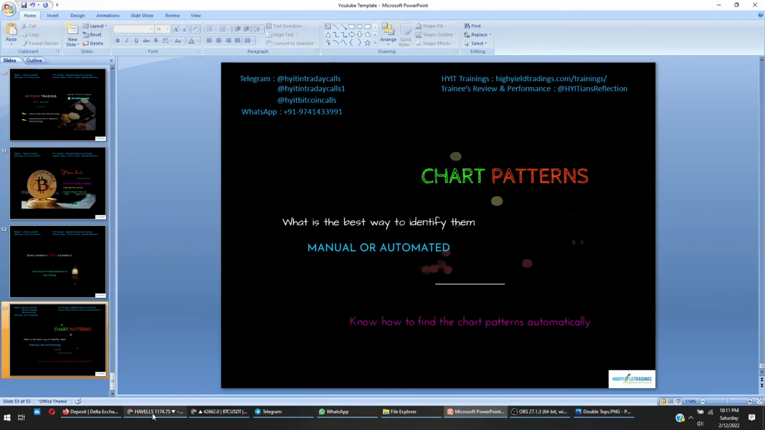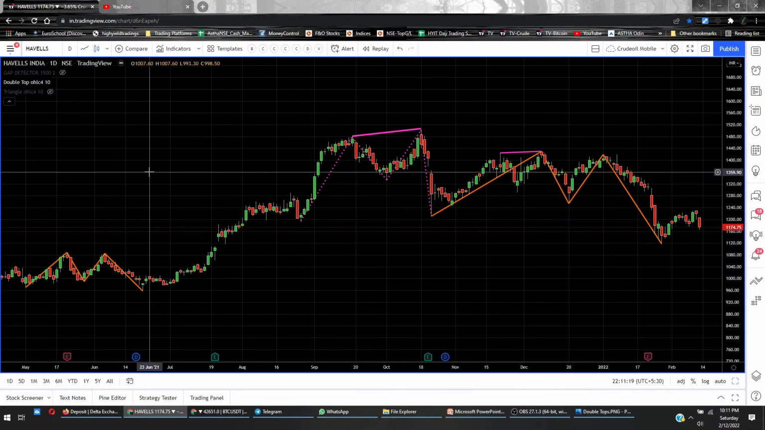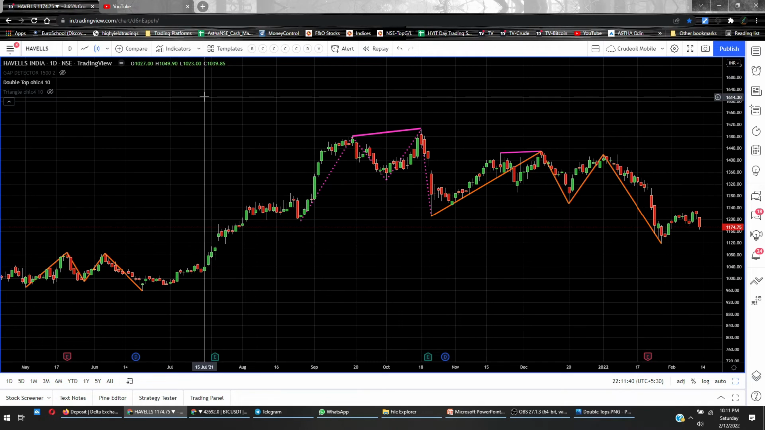I already have a best case scenario here. Let me first cover the topic wherein, if you remember, I said there is a platform which can help you in determining or finding the chart patterns automatically. What is that platform? That platform is nothing but TradingView. This is tradingview.com, the platform that I use for my technical analysis day in and day out. This is the very platform that can help you in finding the chart patterns automatically.